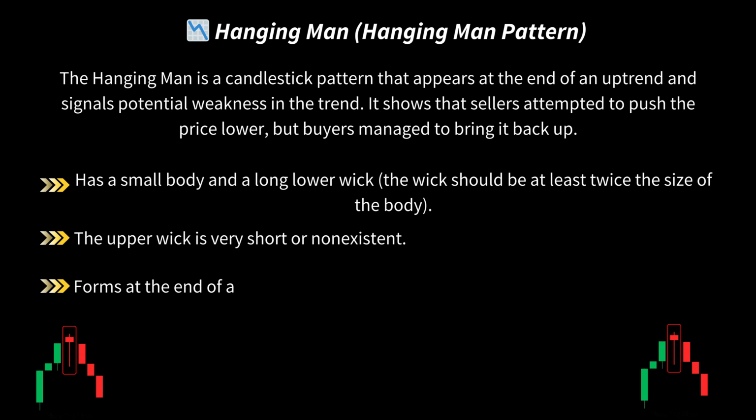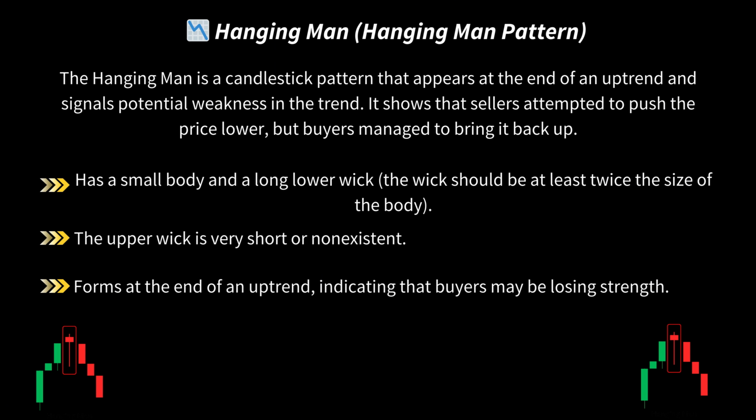Characteristics: has a small body and a long lower wick. The wick should be at least twice the size of the body. The upper wick is very short or non-existent. Forms at the end of an uptrend, indicating that buyers may be losing strength.